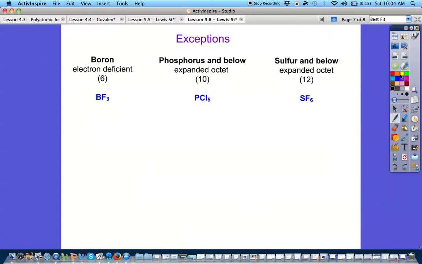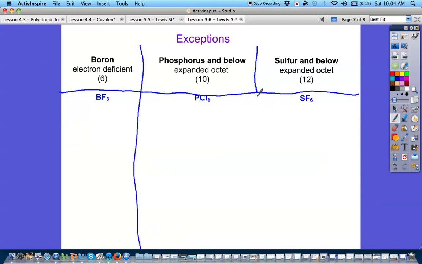We also have some exceptions to the octet rule. So we have boron can be deficient. It can only have 6 electrons in some cases. Phosphorus can have an expanded octet up to 10 electrons. And when I say below, I mean arsenic, antimony, and bismuth can also have an expanded octet. And sulfur and below, so sulfur, selenium, tellurium, and polonium can have an expanded octet up to 12.